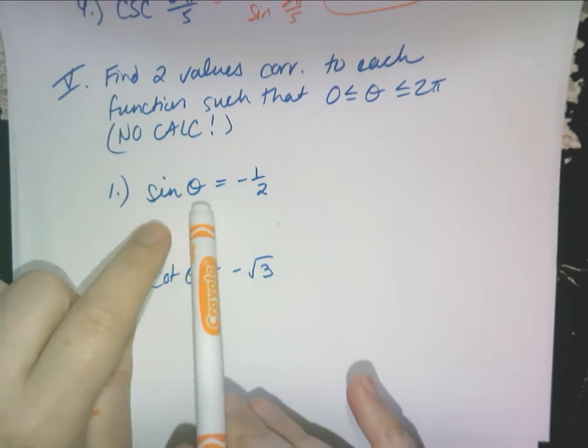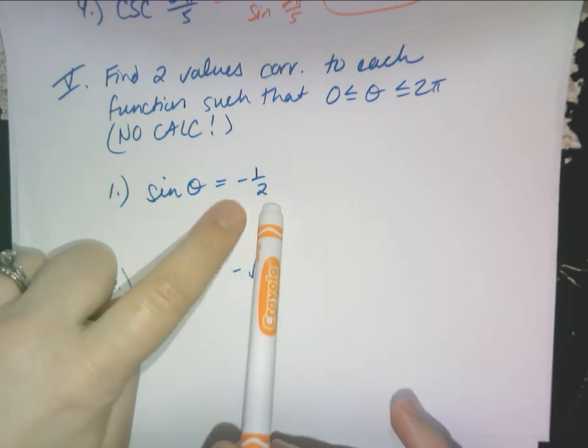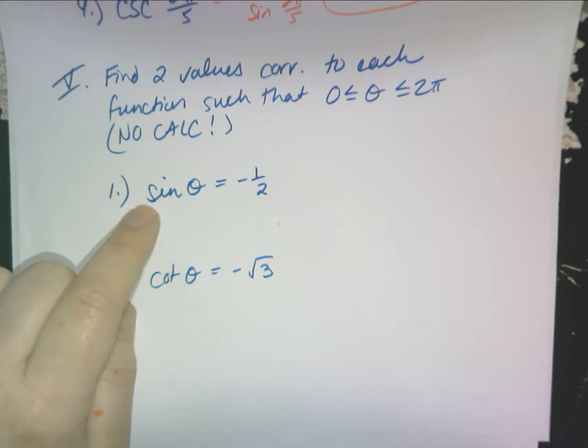I'm asking you to tell me what value of theta would get out a negative 1/2 when I find the sine of it, okay? So like sine of what? You're like, well, 45, sine of 45, that's root 2 over 2, y'all. Sine of 30, what's that one? That's positive. That's positive. I need negative.